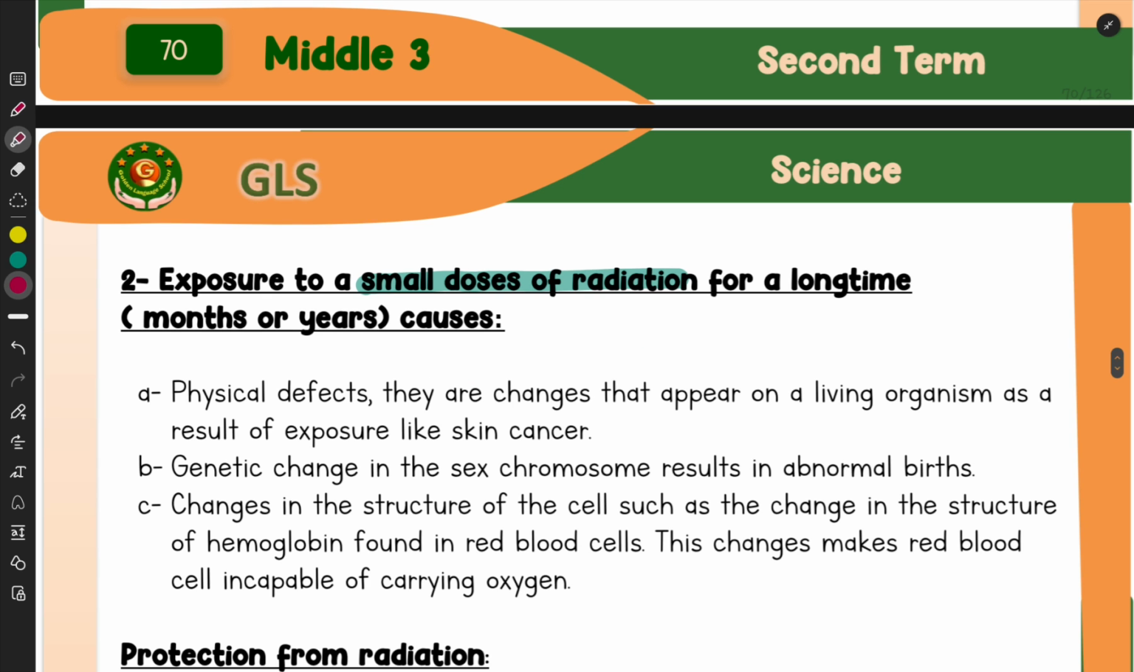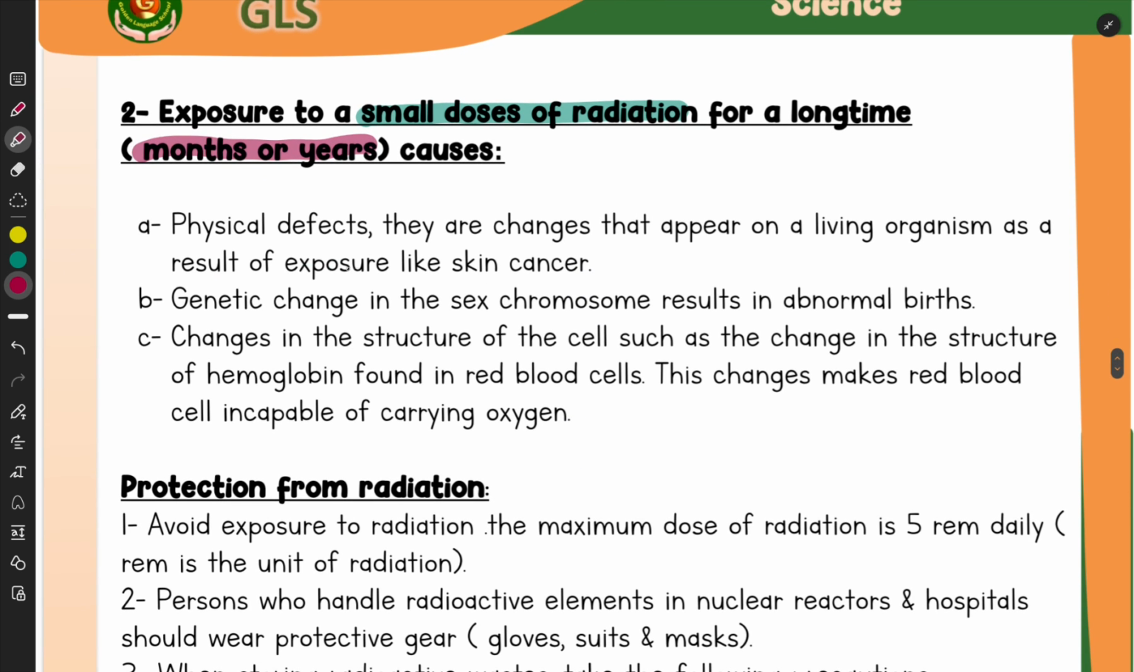Exposure to small doses of radiation for a long time, months or years. What may this cause? Physical defects. Changes can appear in a living organism, such as skin cancer, genetic change in the sex hormones resulting in abnormal birth, and change in the structure of the cell, such as change in the structure of hemoglobin found in red blood cells. This change makes the blood cell incapable of carrying oxygen.